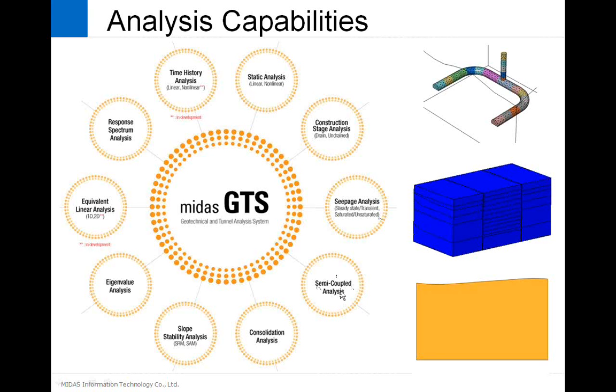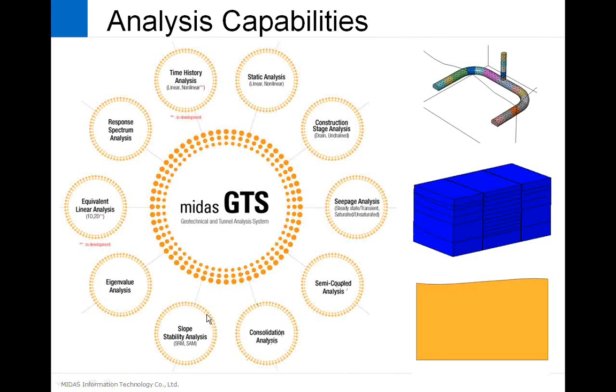We can also have a semi-coupled analysis, with which we can see the effect on construction stage. We can see the effect of changes in stresses that is caused due to the pore pressure of water that is present. So this is a semi-coupled analysis. But if we want to go for a fully coupled analysis, GTS also provides consolidation analysis.